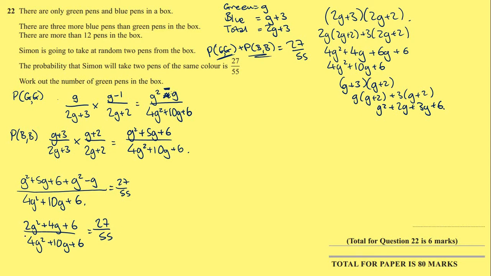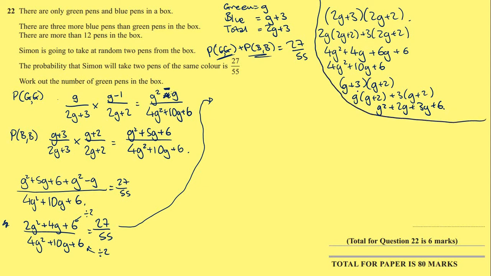Now look here, you see this numerator, I can divide this by 2, so long as I divide the denominator by 2. All of these terms are all even, so I'm going to do that just to make things a little bit easier. If you're on question 22 of a paper, you should be looking for anything that can make things easier, and you should certainly be able to understand what I've just done. So we divide all of these by 2, and we get g squared plus 2g plus 3 over 2g squared plus 5g plus 3, which is equal to 27 over 55.